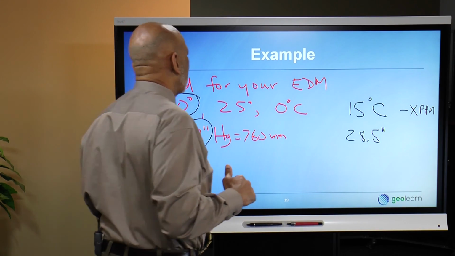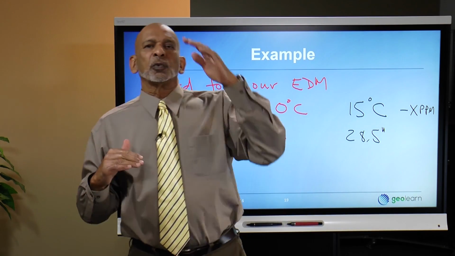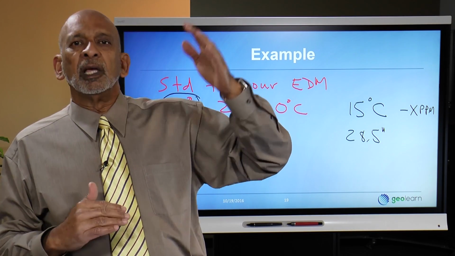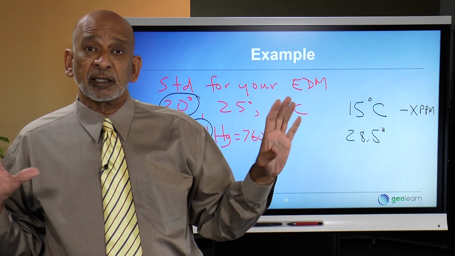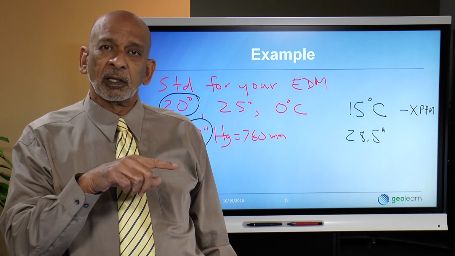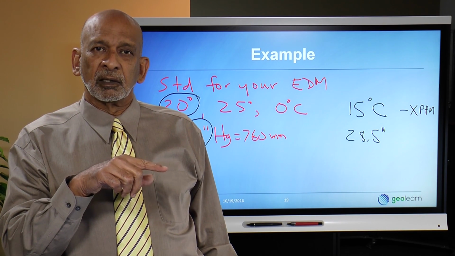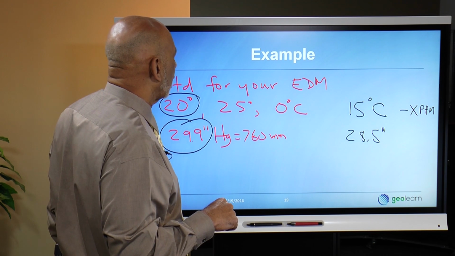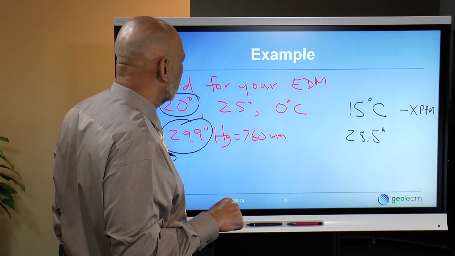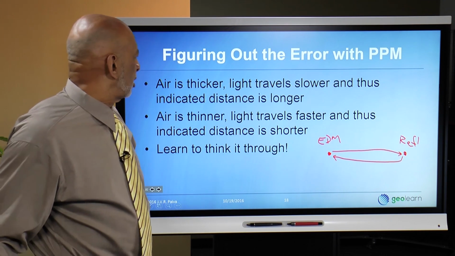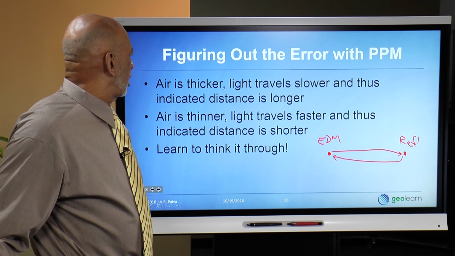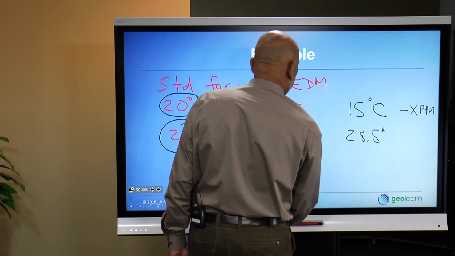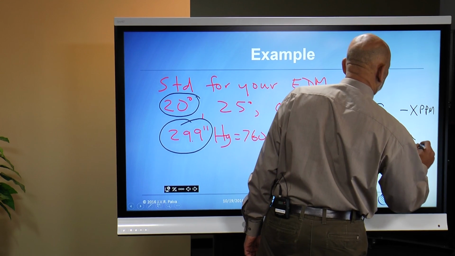So in this case, we're saying we have 28.5. To get 28.5, we need to have less air above us, meaning less pressure. If we have less pressure, it means the air is thinner, and so the light is going to travel through the air faster. And when it's faster, we have a distance that's measured. If you go back to my previous slide, when it's thinner, the indicated distance is shorter. So we need to add on this one, and so we would do a plus y ppm.